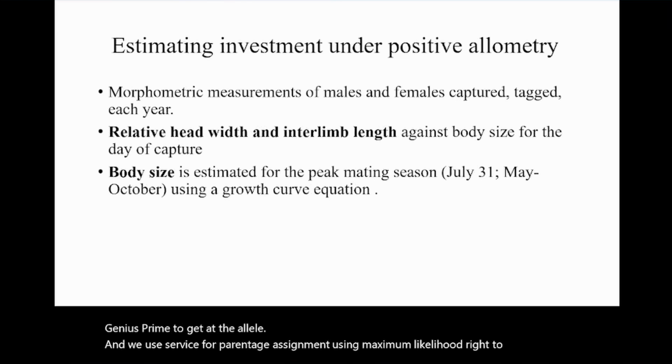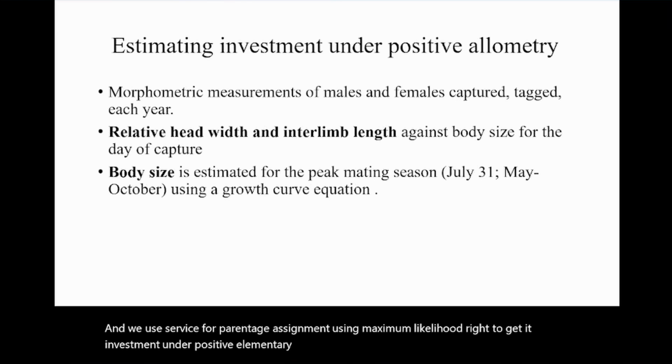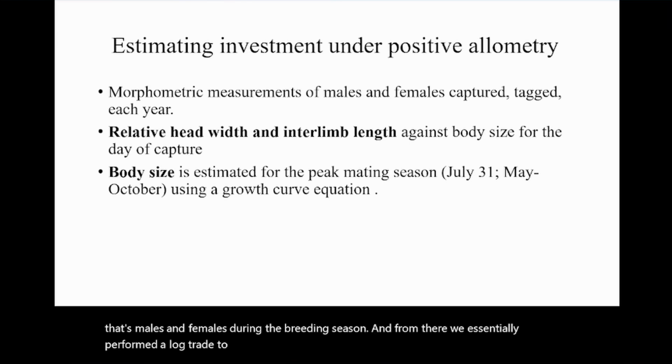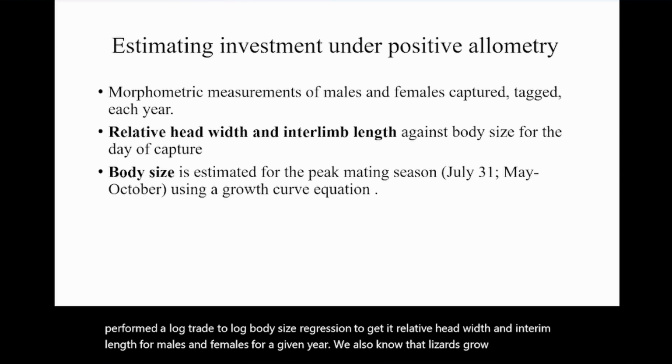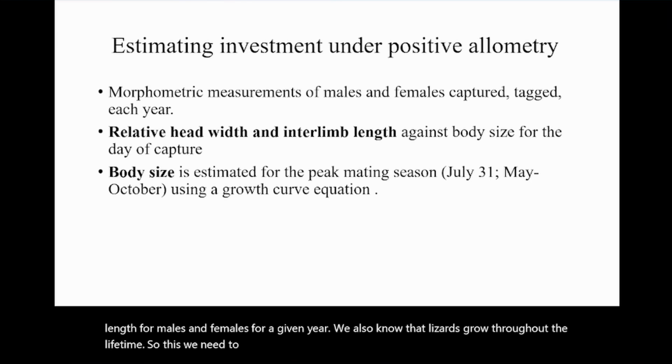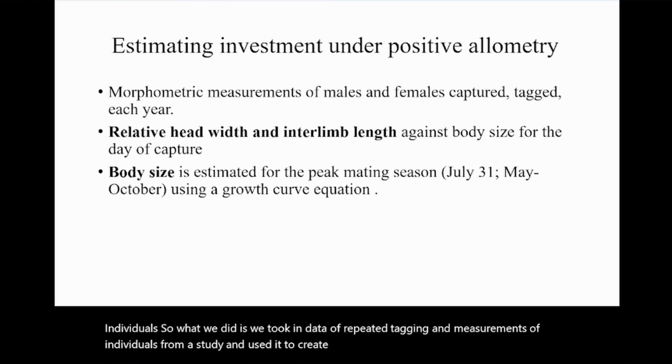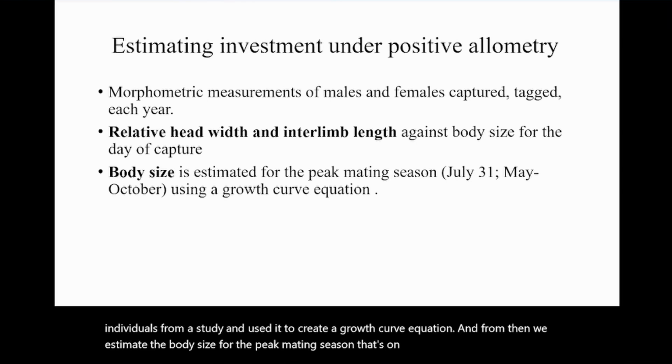To get at investment under positive allometry, we took morphometric measurements of adults, males and females, during the breeding season. From there, we performed a log trait to log body size regression to get at relative head width and interlimb length for males and females for a given year. We also know that lizards grow throughout their lifetime, so we need a body size that's normalized to a particular day in order to compare individuals. So we took data of repeated tagging and measurements of individuals from our study and used it to create a growth curve equation. From that, we estimated the body size for the peak mating season, which is July 31st, for each year.